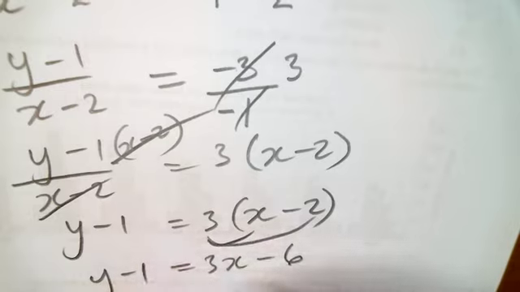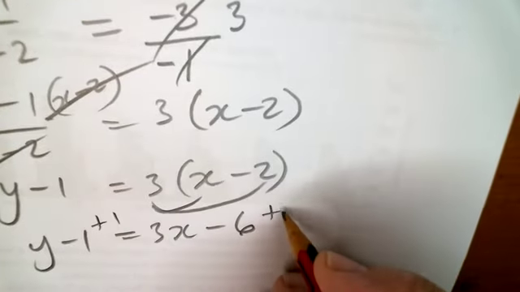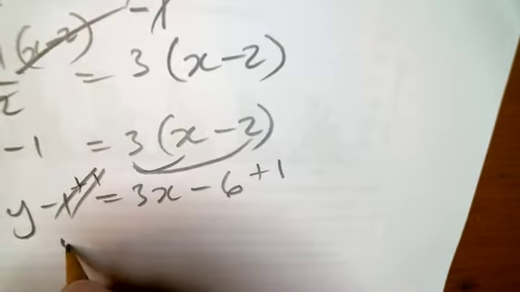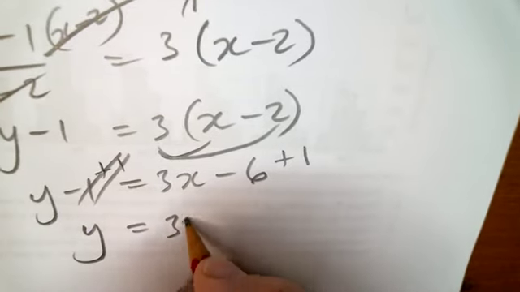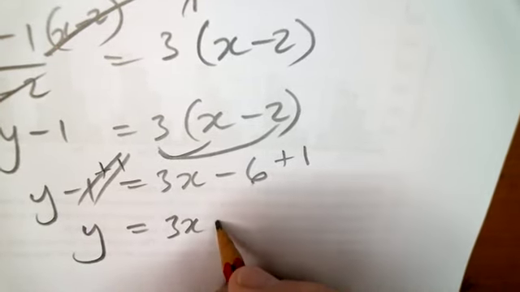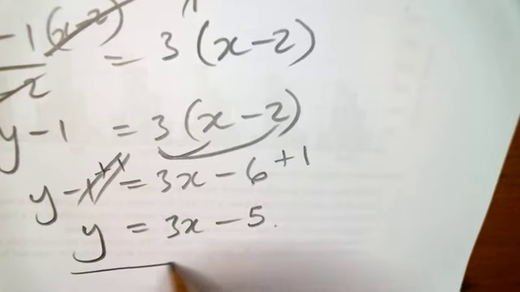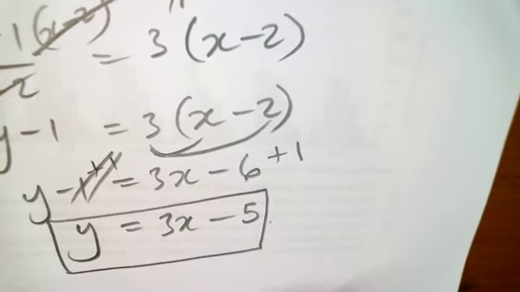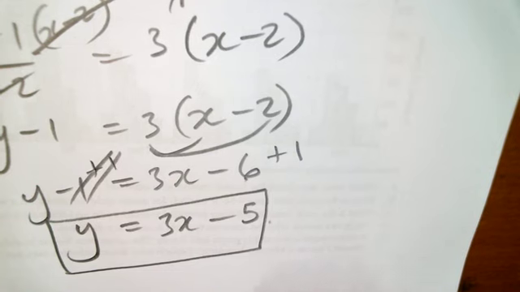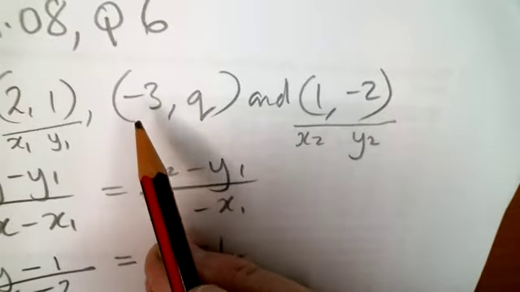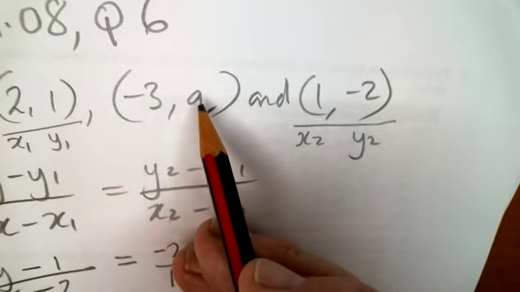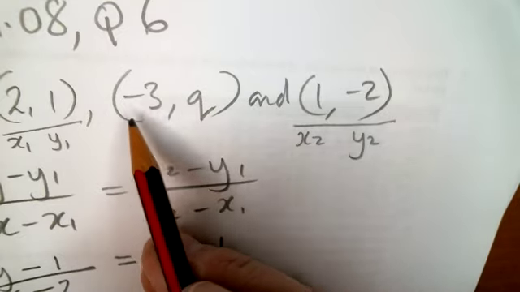I've got y minus 1. I'm going to add 1 to both sides. So y, therefore, is going to equal 3x, and -6 plus 1 makes -5. So there is my equation, and I've put it in y equals mx plus c form. So we've got a rule which will tell us, if we know what the x value is, we can find the y value. Well, let's go ahead and do that, because we know what the actual x value is. The x value is -3. We just have to find the y value, or q, if you like.